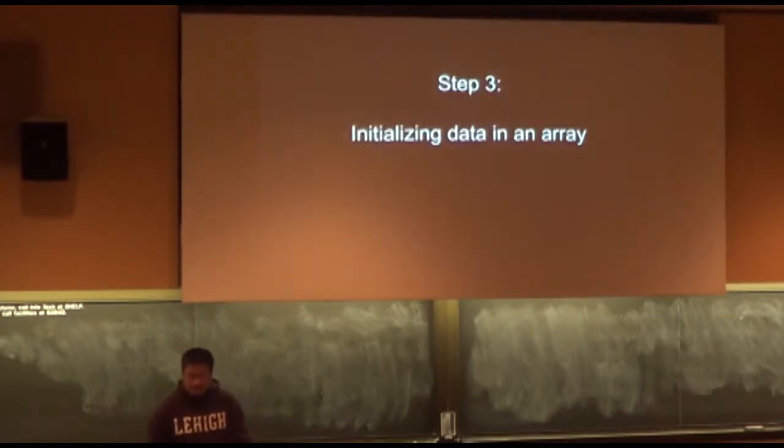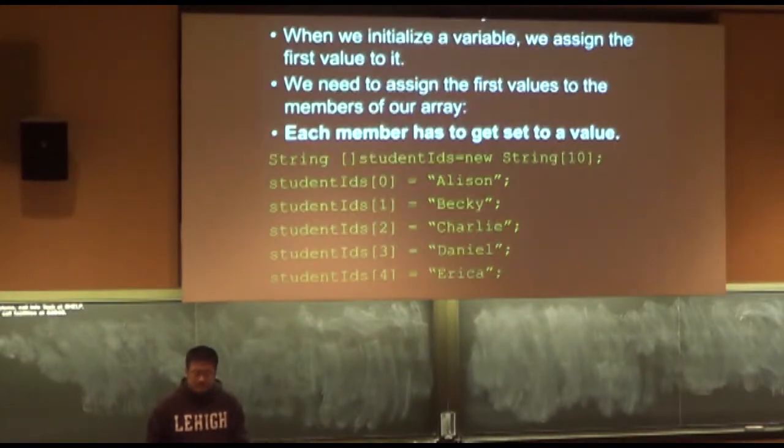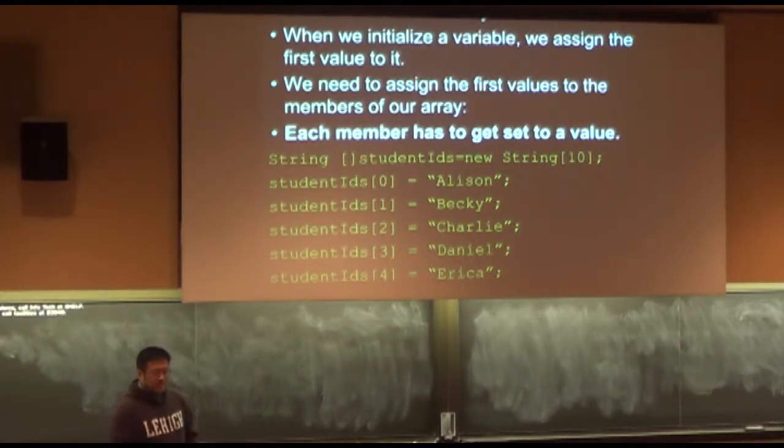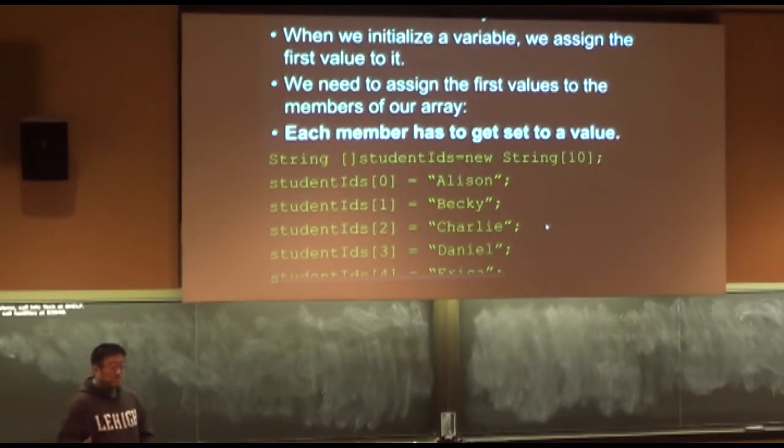So my final step is to initialize the data in this array by putting values into that array. If we want to actually use what's in this array, we have to fill it up with data. And I have a number of ways to fill that up with data. I can fill it up explicitly just by making assignments. For example, if I have some string student IDs that holds people's names, maybe it holds 10 strings, I can explicitly assign every member of that array by saying student ID sub 0 equals Allison, student IDs 1 is equal to Becky, student IDs 2 is equal to Charlie, and so on, until I've used up all 10 members of that array.